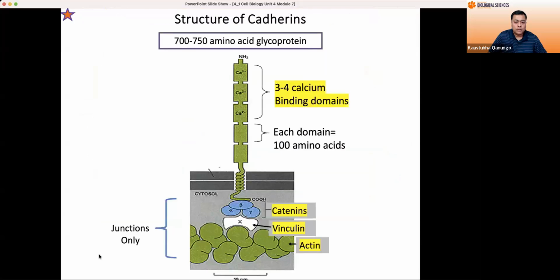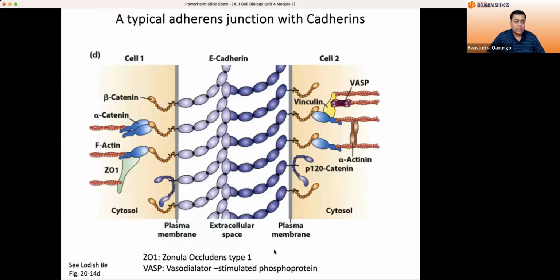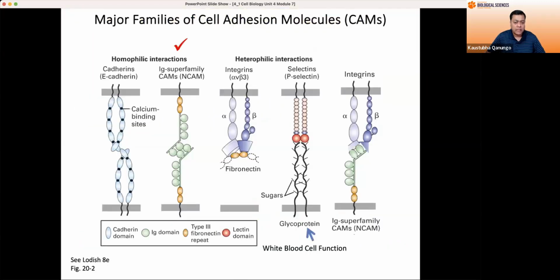We can give you a visual representation because remember that right here you see pre-implantation embryos, trophoblast, placenta. All of these associations of cells depend upon the cadherins. So just remember that whenever you see the embryo breaking up and coming together, it is all the function of these cadherins, and it's a homophilic interaction. Same cells will come together at the same place.